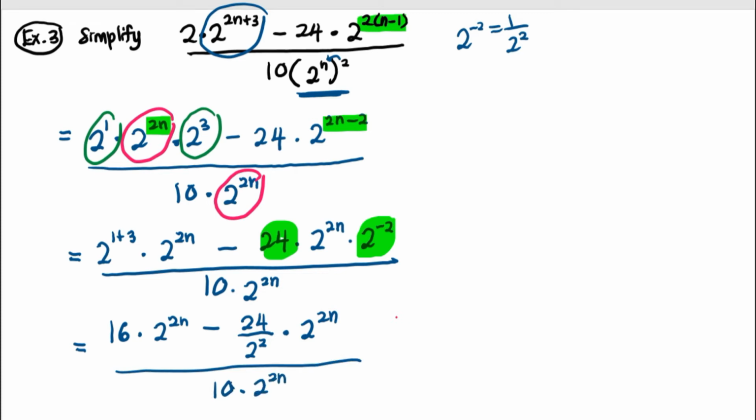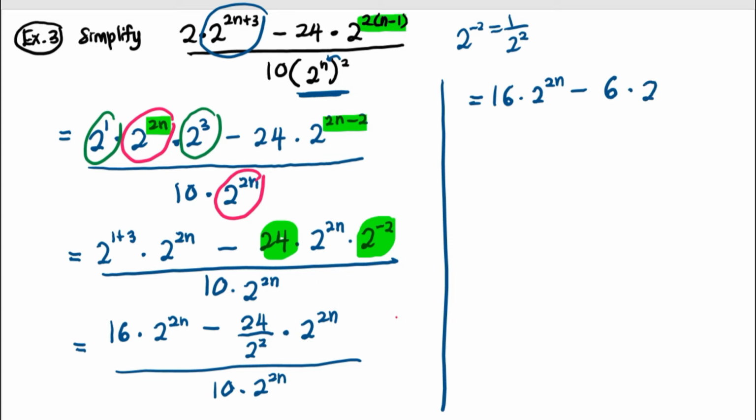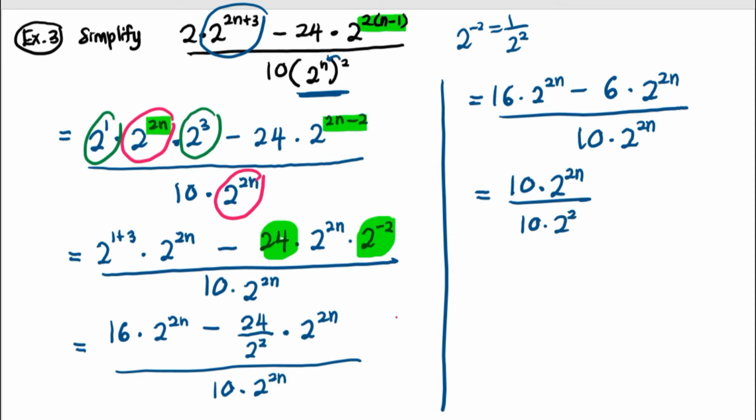Now I continue here. We have 16 times 2 to the power of 2n minus 24 divided by 4. 24 divided by 4 will get 6, so 6 times 2 to the power of 2n, over 10 times 2 to the power of 2n. If you want to factorize 2 to the power of 2n, also okay in this case. But actually, you have 16 minus 6, so you have 10 times 2 to the power of 2n over 10 times 2 to the power of 2n.